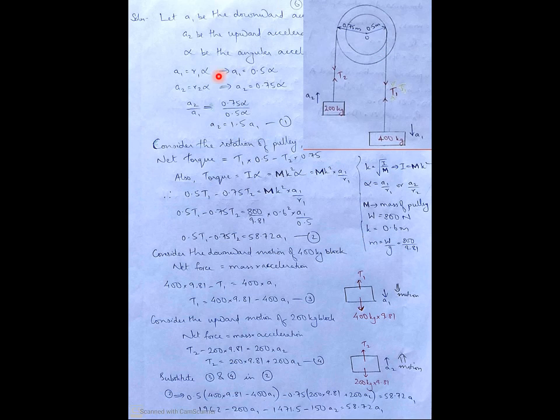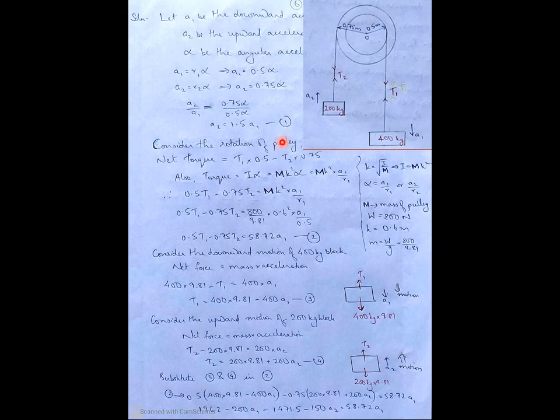Normally the connection between A and alpha is A equal to R alpha, but as there are two accelerations A1 and A2 and two radii R1 and R2, we can write A1 equal to R1 into alpha, where R1 is 0.5, so A1 equal to 0.5 alpha, and A2 equal to R2 into alpha. Here R2 is 0.75, so A2 equal to 0.75 alpha. Now A2 divided by A1, you will get finally A2 equal to 1.5 times A1. So that will be equation 1.